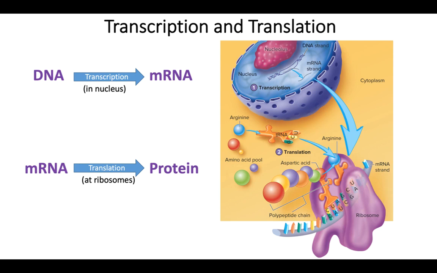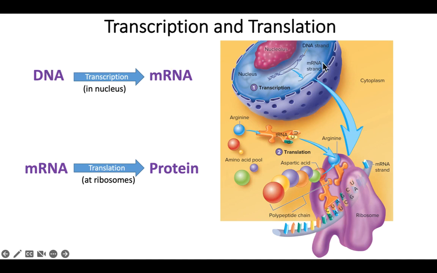So you've seen this slide. We've had the same exact slide in the previous chapter. I'm just reviewing again what transcription is and what translation is. So DNA making mRNA from the DNA is called transcription. Again, it occurs in the nucleus because that's where the DNA is.